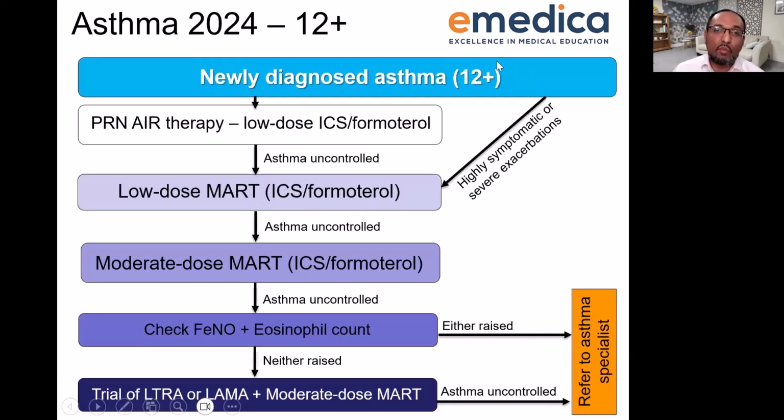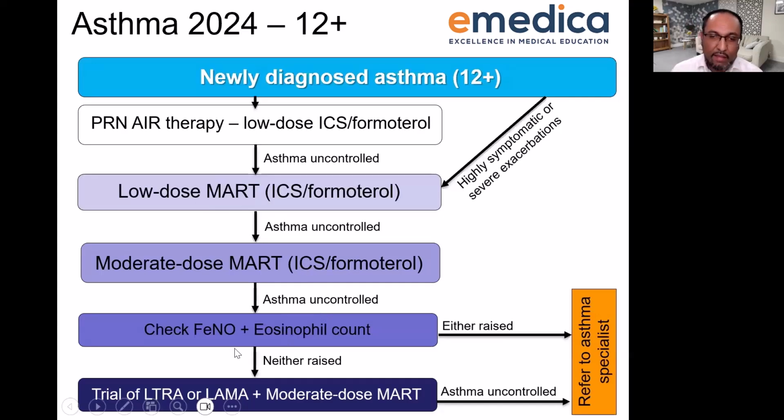Now if someone at diagnosis is really highly symptomatic, or they've had lots of really severe exacerbations, then you'd skip the PRN AIR therapy and go straight to having a regular MART regime. So straight on to taking the inhaler every day, morning and evening, and if you get short of breath, take extra doses of the same one. Not well controlled, the next step is moderate-dose MART. So essentially, again, the same combination, but the steroid dose doubles.